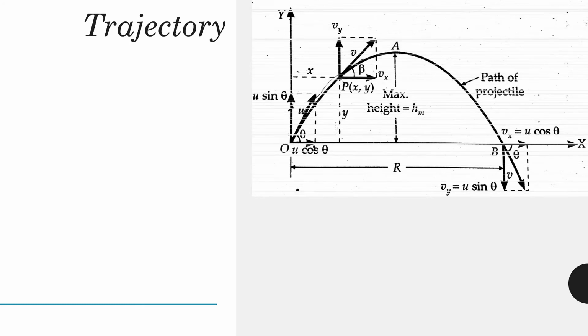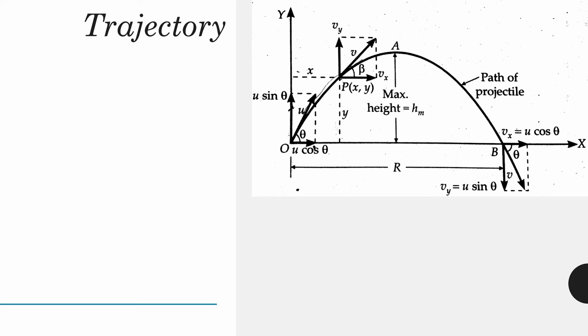Trajectory of angular projectile motion. Consider an object being thrown obliquely with velocity u at an angle theta with the horizontal. The horizontal component of its velocity becomes u cos theta and the vertical component becomes u sin theta. Now you have to be mindful that the horizontal component of velocity will not change, just like the previous case. So u cos theta is constant. But the vertical component of velocity u sin theta will change because gravity is acting downwards. Now the object travels some distance from O and then comes to point B. So the distance from O to B is the range, and at point A it is at the maximum height.